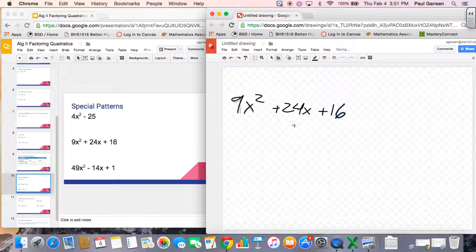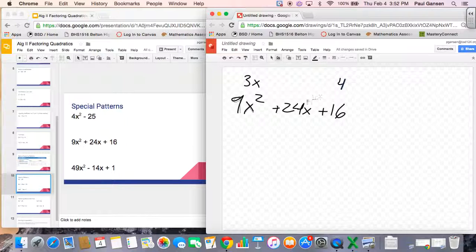So looking at this, to see if this is going to fall into one of our special factoring patterns, we need to ask ourselves, is this a squared term? Did we square something to get this? Well, we did. This is a perfect square. We had to square 3x to get this. What did we have to square to get 16? Well, we had to square 4 to get 16.